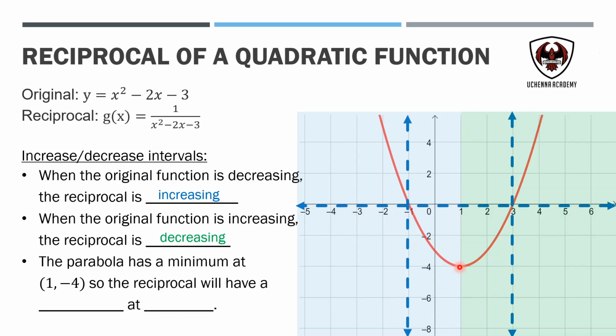And if you think about it, the reciprocal will have, what do you think? The correct answer is the reciprocal will have a maximum, and that maximum won't be at the same coordinate. The x coordinate will be the same. x will be equal to 1.